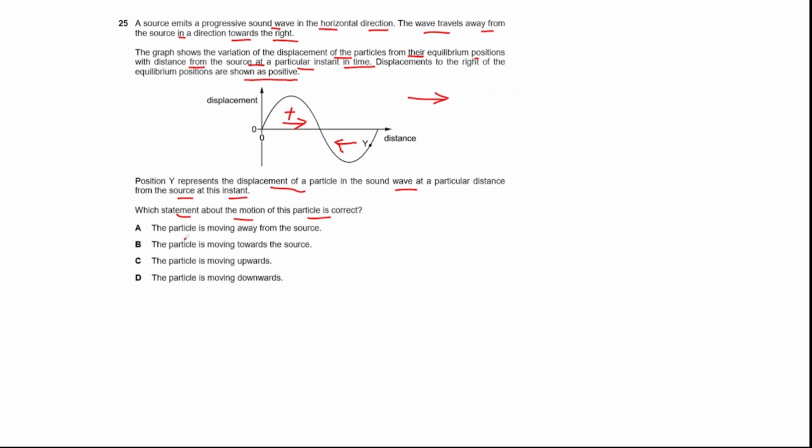So the first option, the particle is moving away from the source. The particle is actually moving towards the source, because source is over here and the wave is traveling to the right side. So it is towards the source, not away from the source. So if it is moving away, it must be going to the right side. So it is option B.